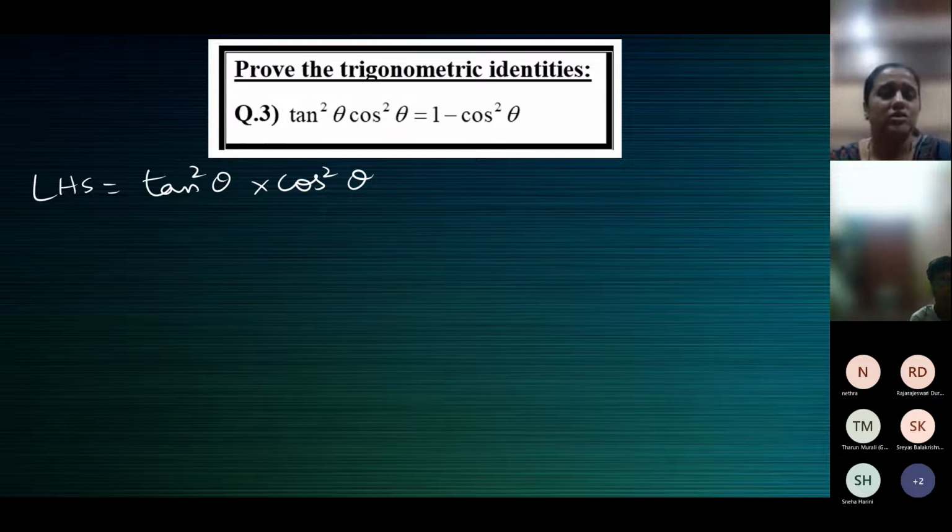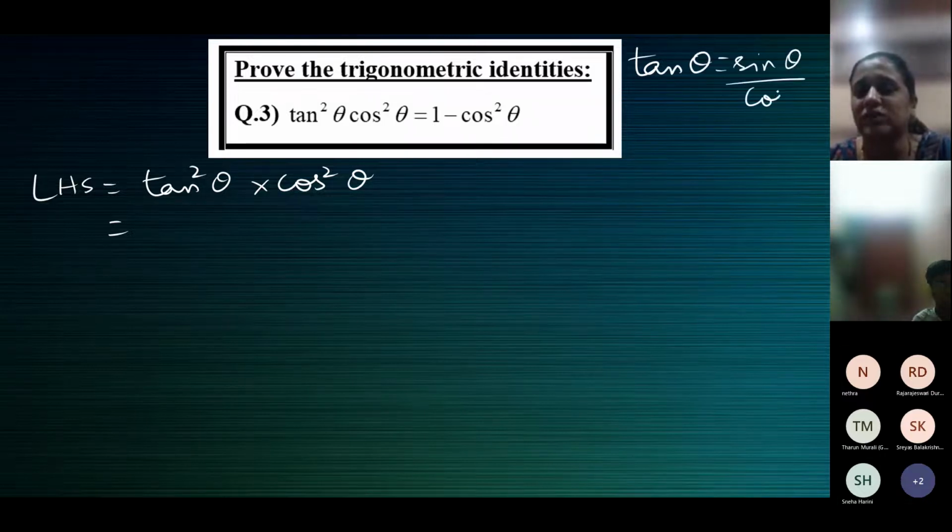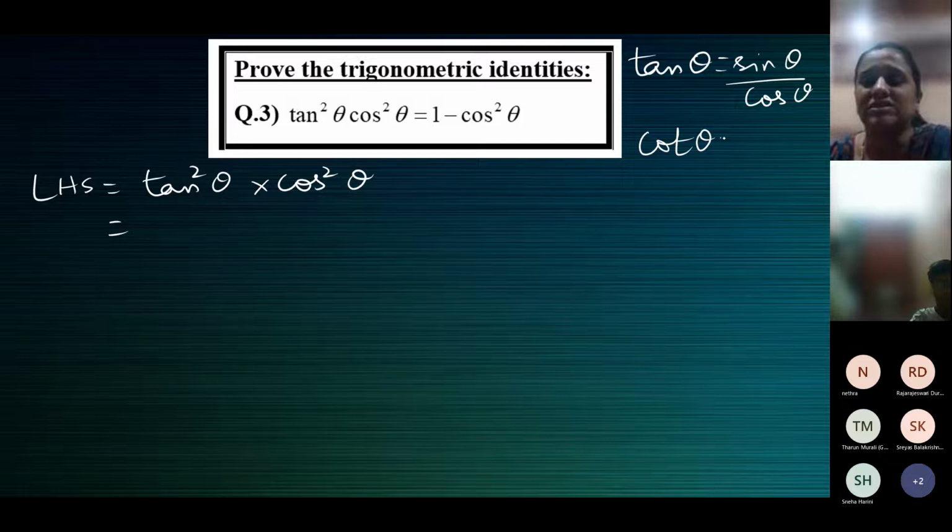Yeah, children. So this is the left hand side: tan square theta into cos square theta. Whenever we have tan theta, we write it as sin theta by cos theta. This is one of the rules. Wherever we see tan and cot, we write them in terms of sin and cos. Tan theta is sin theta by cos theta, and cot theta is cos theta by sin theta.